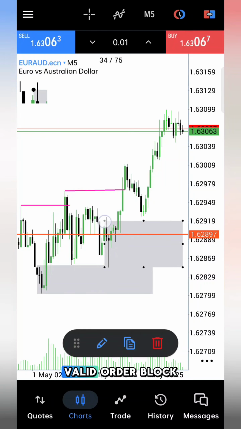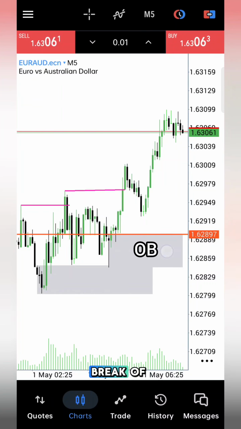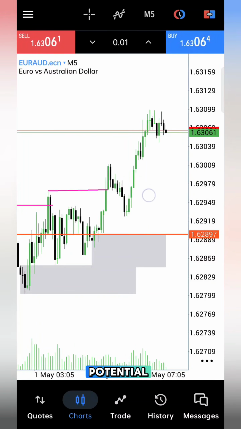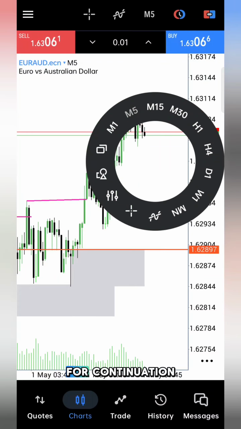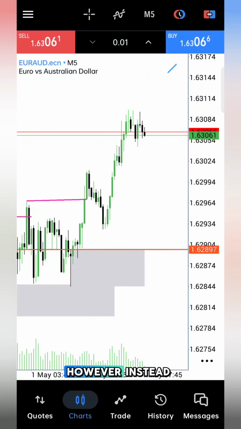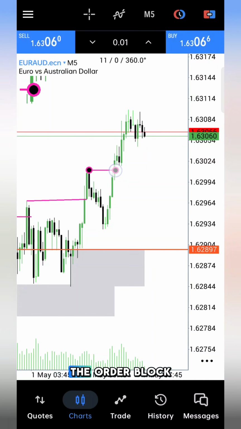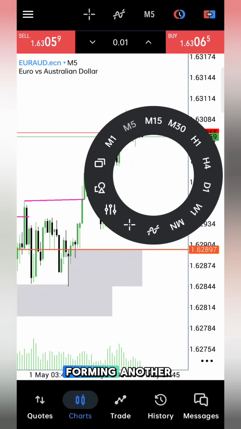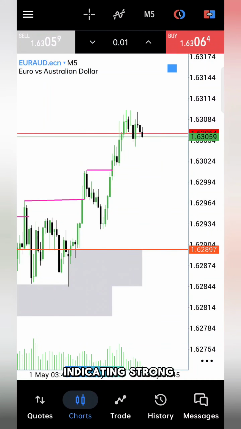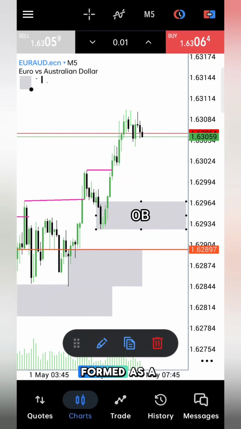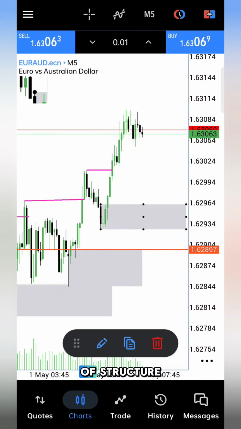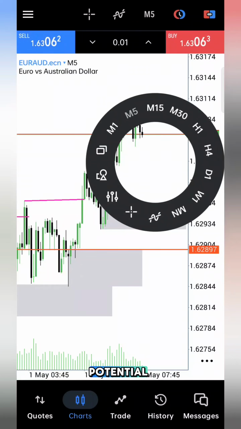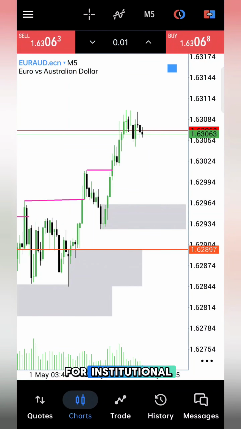This is another valid order block formed following the break of structure, serving as a potential institutional entry zone for continuation. However, instead of retracing into the order block, price continued its bullish momentum and broke the most recent higher high, forming another break of structure, indicating strong continuation strength. Also, this is another order block formed as a result of the recent break of structure, acting as a potential continuation zone for institutional entries.